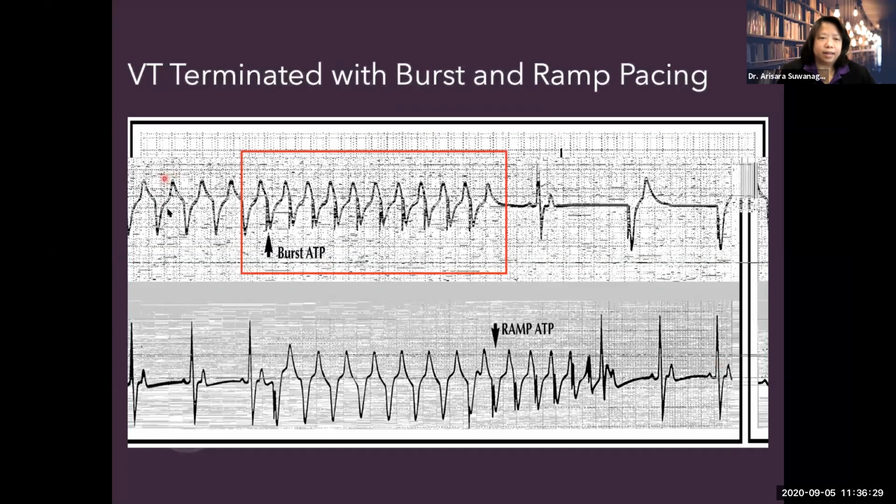Again, this is VT coming in. The device detects and gives a burst ATP with a constant rate of pacing beats, and this terminates the VT. For the one down here, you can notice that after the VT initiates and the device gives the therapy, each consecutive beat of the pacing is faster, faster, and faster, and this we call ramp ATP.